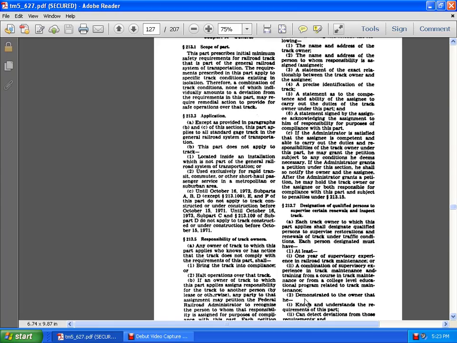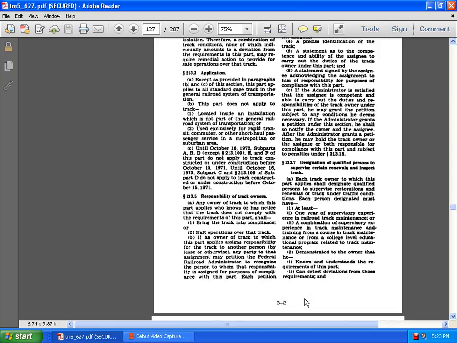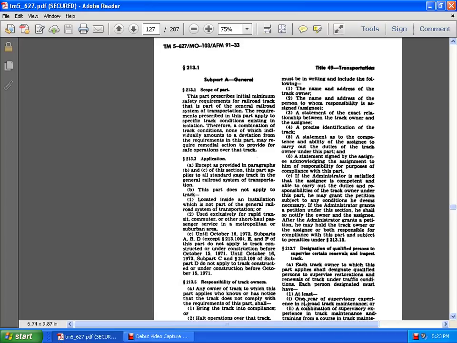Each petition must be in writing and include the following: the name and address of the track owner and the name and address of the person to whom responsibility is assigned; a statement of the exact relationship between the track owner and the assignee; the precise identification of the track; a statement of the competence and ability of the assignee to carry out the duties of the track owner under this part; and a statement signed by the assignee acknowledging the assignment of responsibility for purposes of compliance with this part.